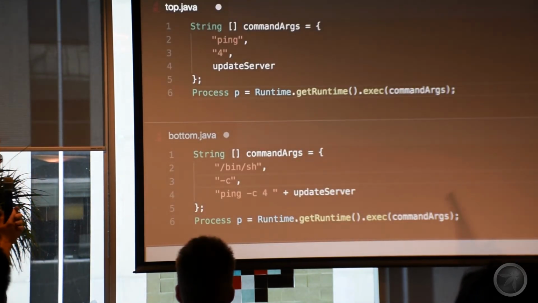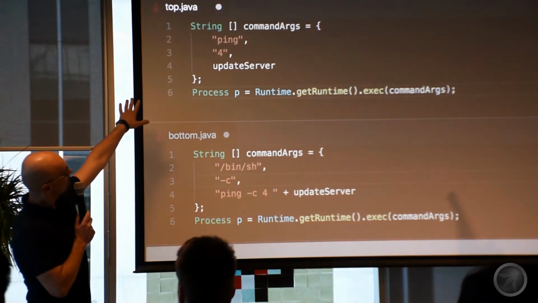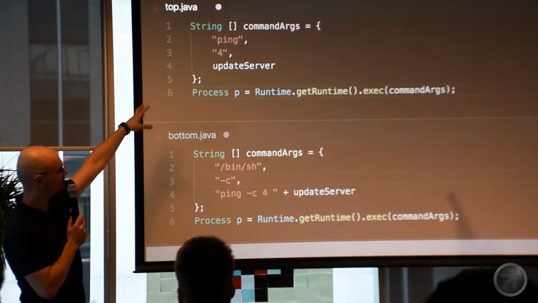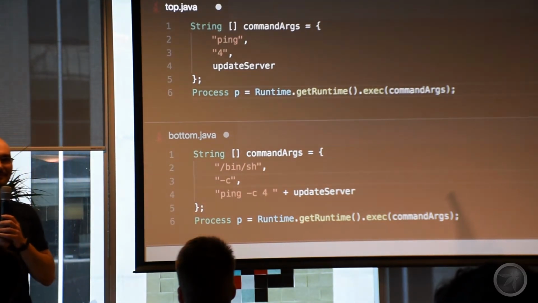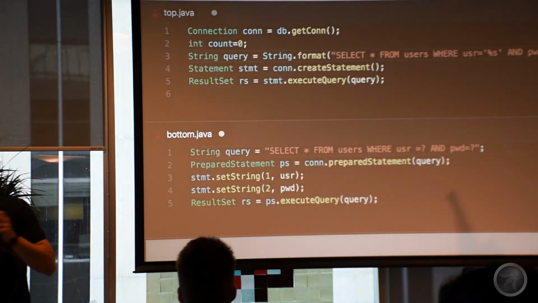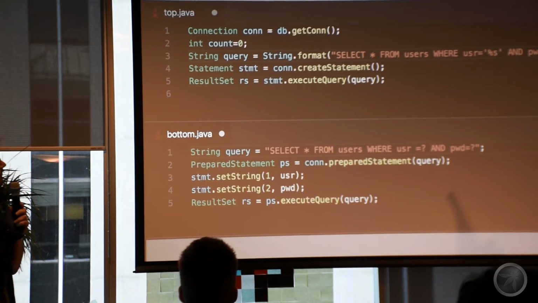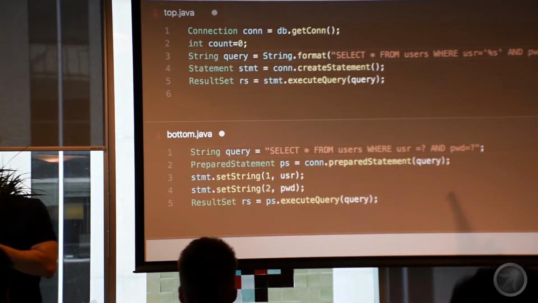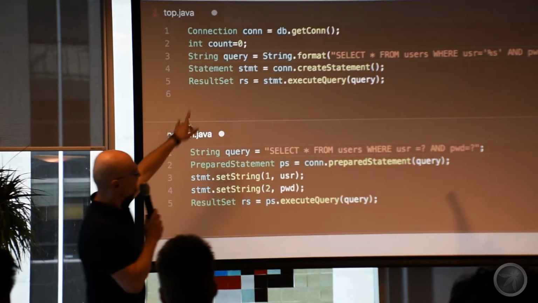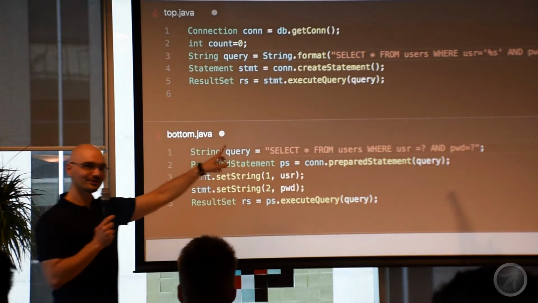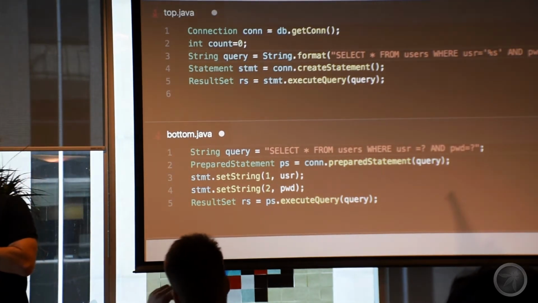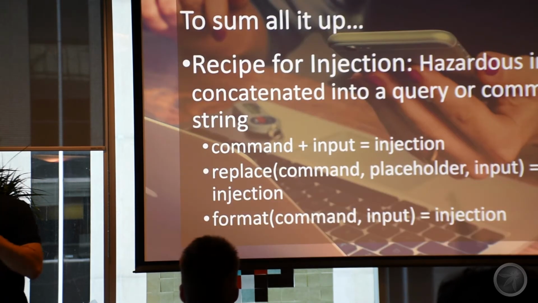How about this one? The top is just an array of strings. At the bottom is again an array of strings, but you have plus update server. So which one, top or bottom? Bottom. It is bottom. How about this one? All right, so I heard top. The top again is that string format, and at the bottom you have these question marks. When you see those question marks, it's a good thing. We'll see more why. The answer was top. Excellent.